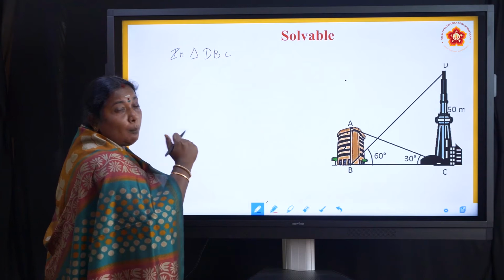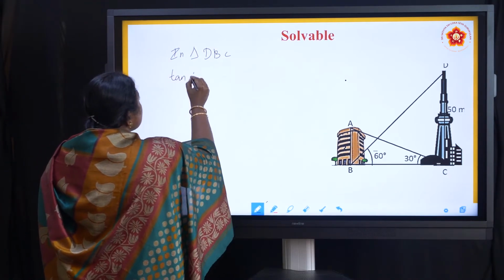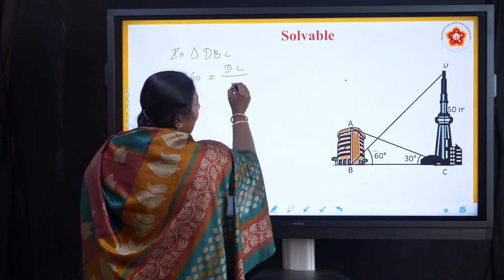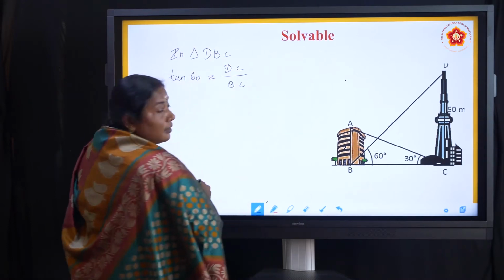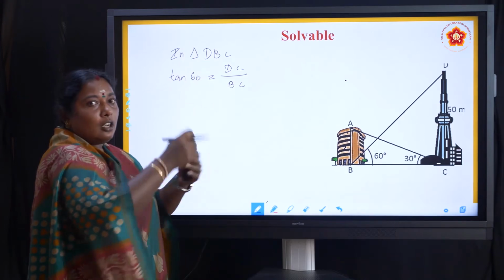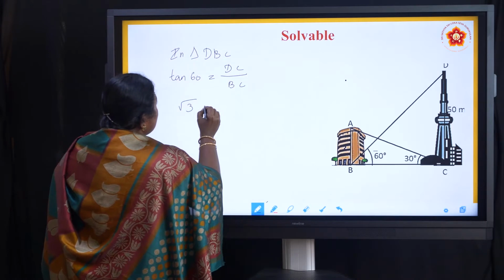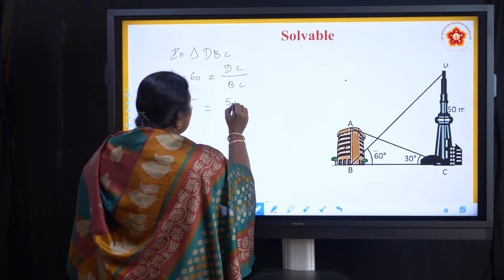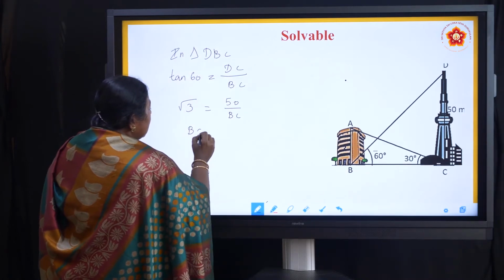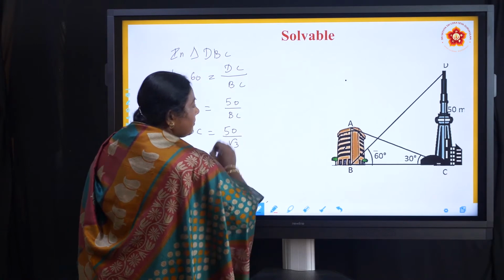Who is the one relating opposite and adjacent? Tan. So tan 60 is equal to DC by BC. Right? So what is tan 60 now? Again the tabular column, everything. Don't do that. Memorize it. It is root 3 which is equal to DC 50 by BC. Cross multiply it. BC is equal to 50 by root 3.